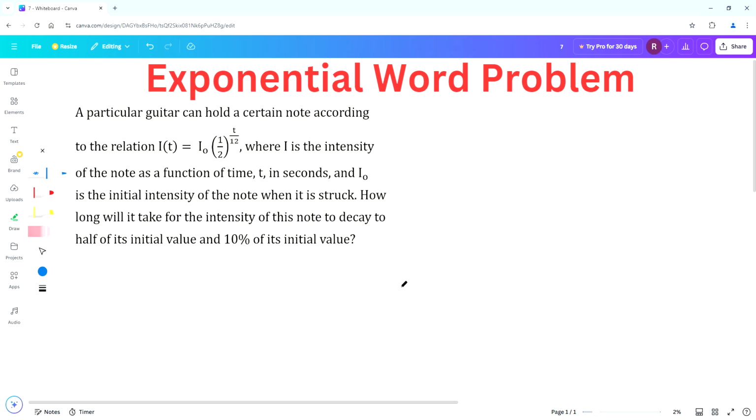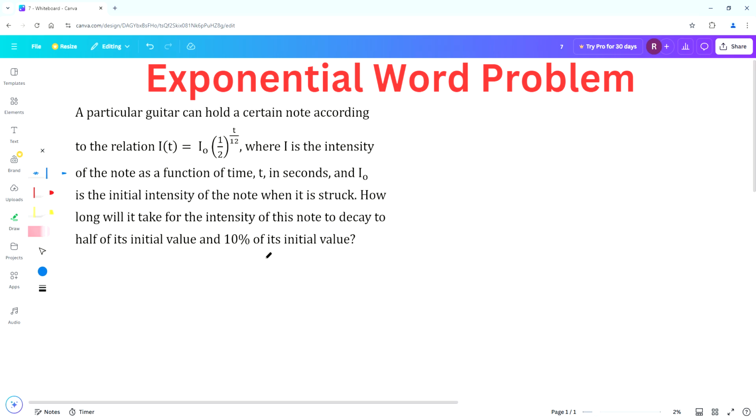In this video, we'll solve an exponential function word problem. As per the problem, a particular guitar can hold a certain note according to the relation I at t equals I naught times 1 over 2 to the power t over 12, where I is the intensity of the note as a function of time t in seconds, and I naught is the initial intensity of the note when it is struck. How long will it take for the intensity of this note to decay to half of its initial value and 10% of its initial value? So there are two parts to this problem.